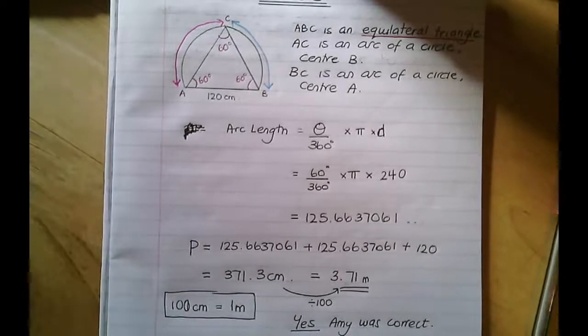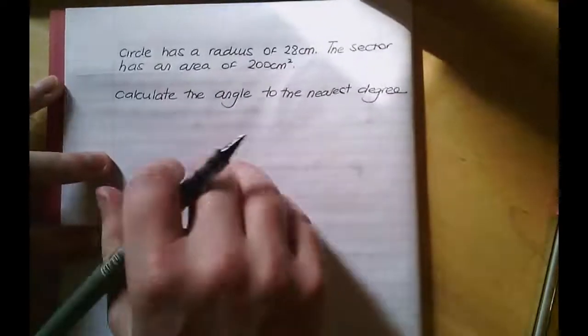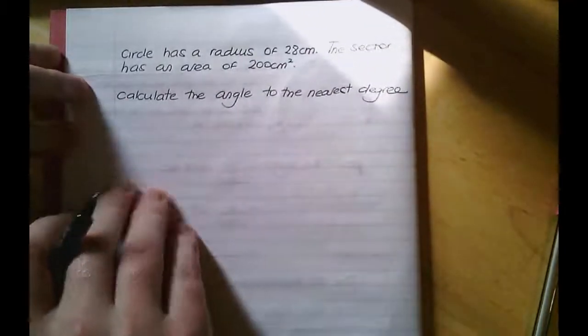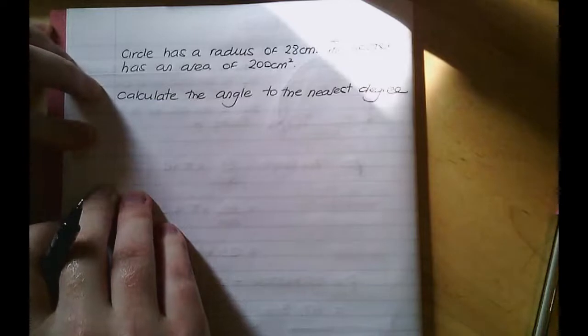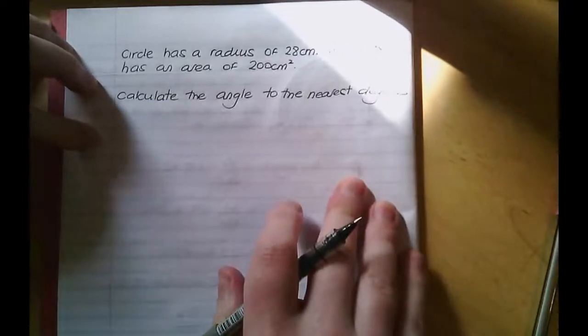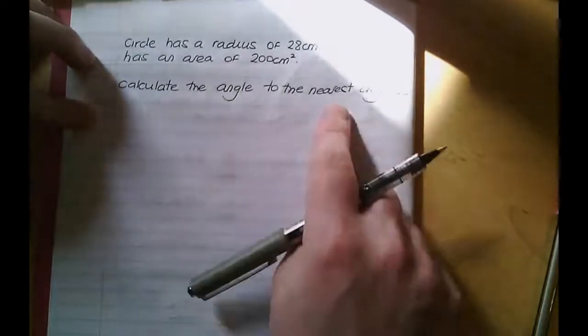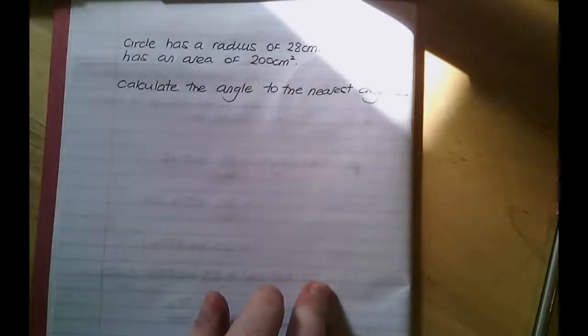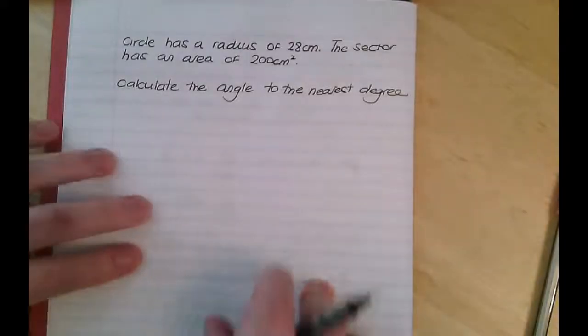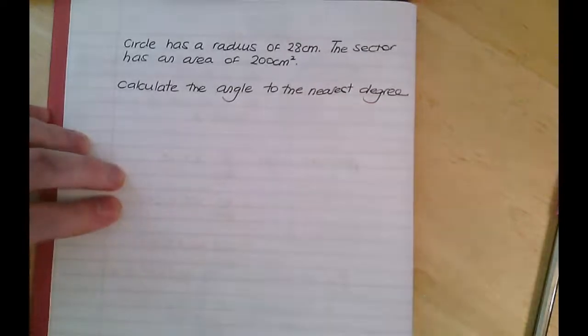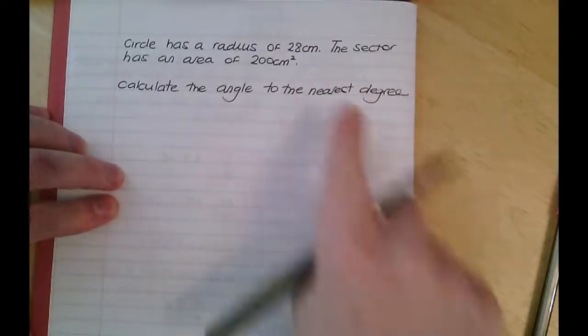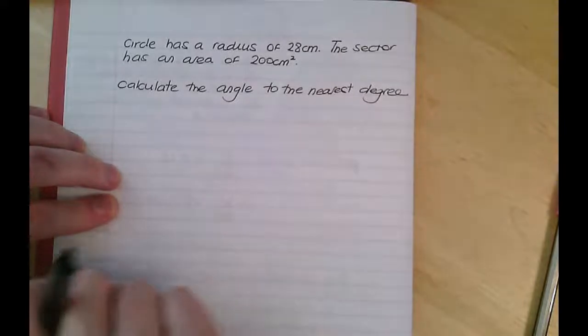Now the second example doesn't give you a picture, it just gives you some words. So a circle has a radius of 28 centimetres, the sector has an area of 200 centimetres squared. Calculate the angle to the nearest degree. Right, so that tells us what we need to round our answer to.